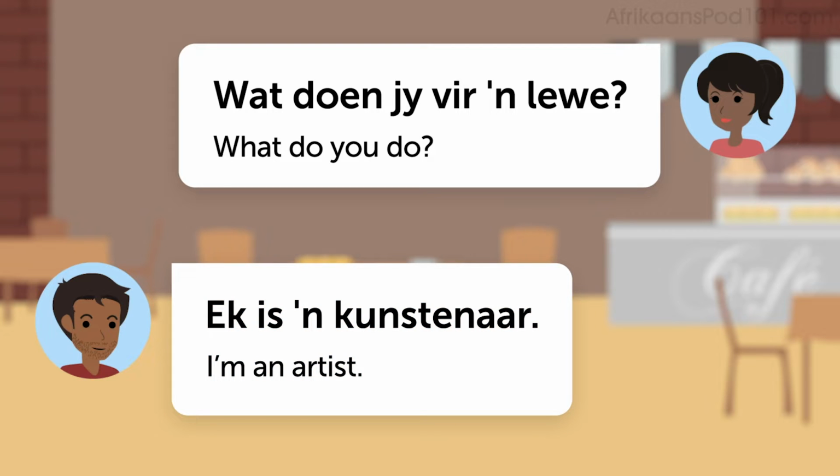First of all, you need to learn how to say, what do you do? That's Wat doen jy vir 'n lewe? Listen to it again. Wat doen jy vir 'n lewe? This Afrikaans sentence literally translates into, what do you do for a living? But it means, what do you do in English?